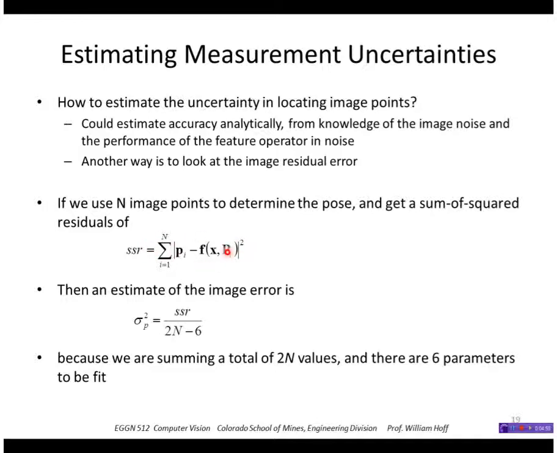So the reason we have 2n minus 6 is that we actually have 2n values here that we're summing, because each image point contributes 2 values. And there are 6 parameters in the pose, so we have to subtract off 6 degrees of freedom. In other words, if we had only 3 points, there would be no error at all.